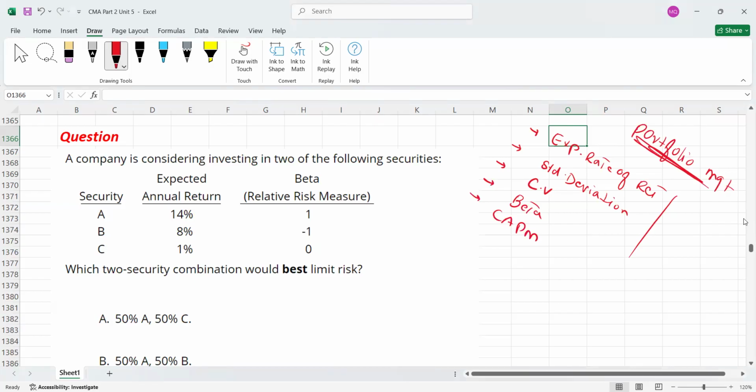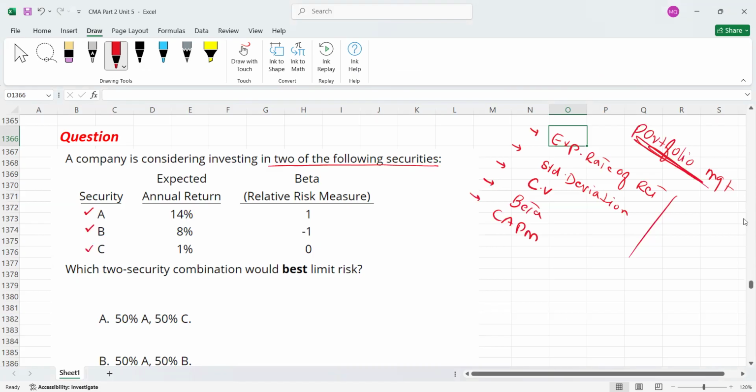So here we go. We have a first question on your screen. A company is considering investing into two of the following securities. We want to decide in which two securities we should invest. Here we are provided with the information of security A. Security means a stock or bonds. Then security B and security C.